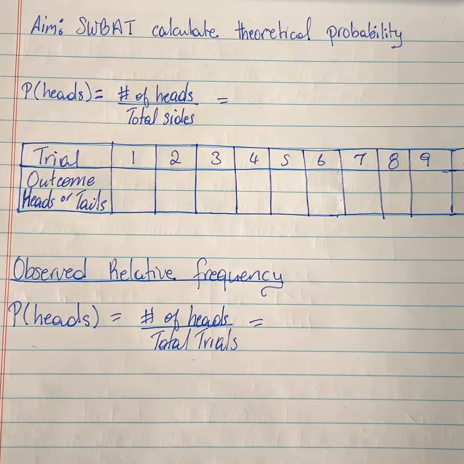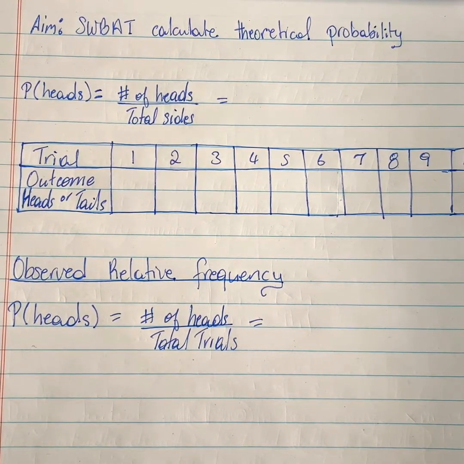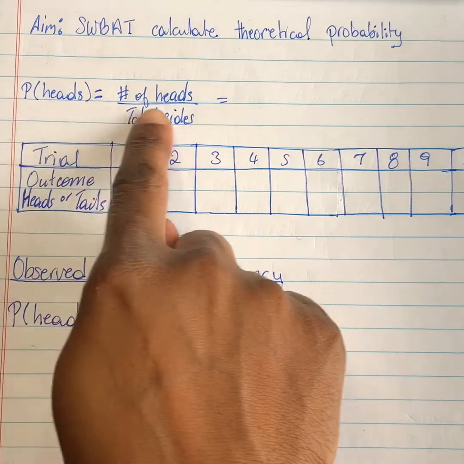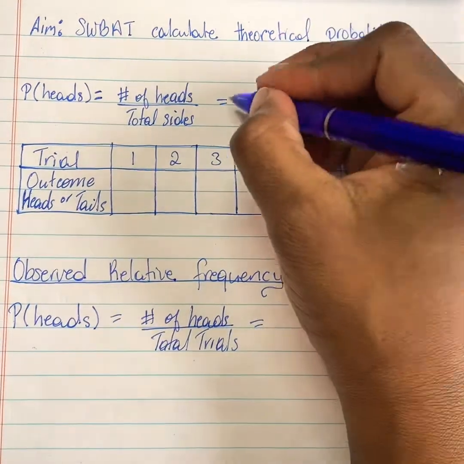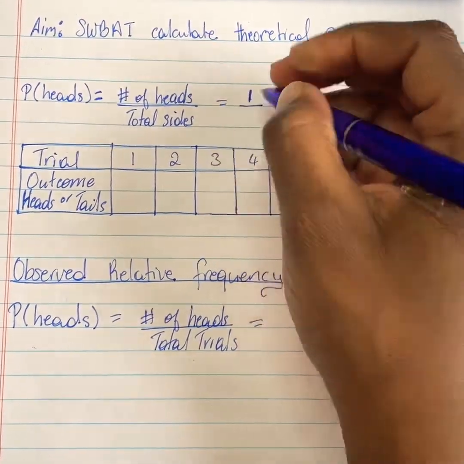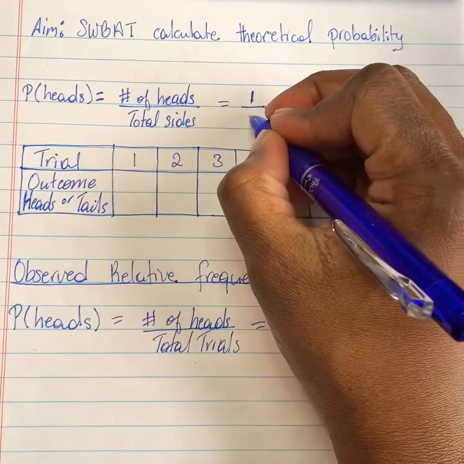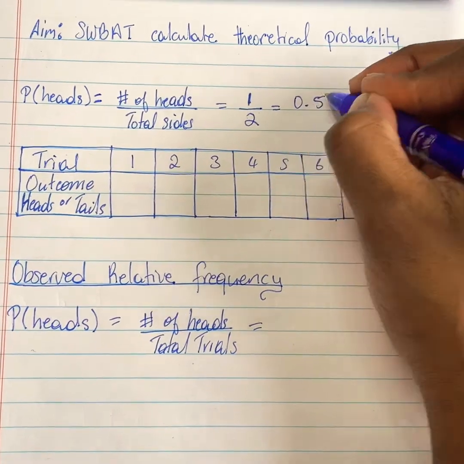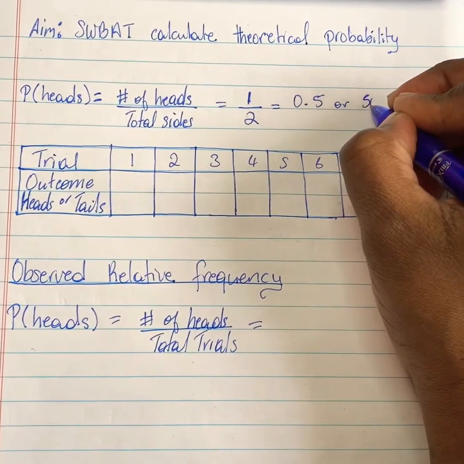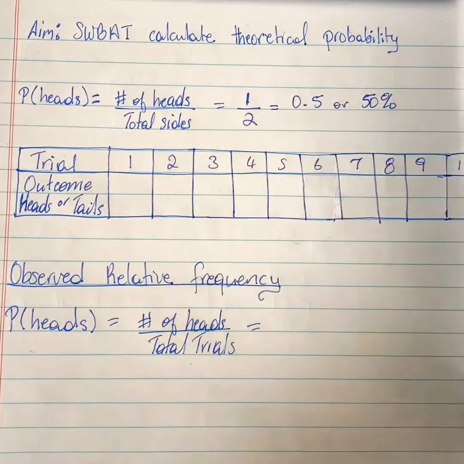The first problem says, without flipping the coin, what do you think is the probability of a coin landing on heads? So I wrote up the probability equation. The probability of heads is the number of heads on a coin, which is only one, out of how many sides a coin has. It has two sides. So the probability of getting heads would be 0.5, or 50%. There's a 50% chance of getting a head.